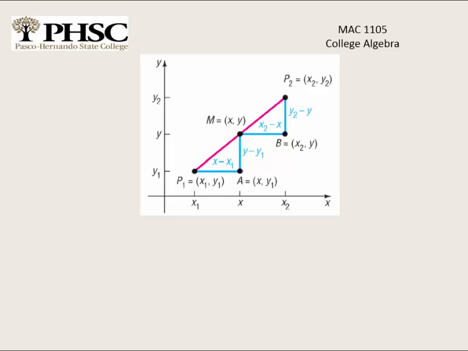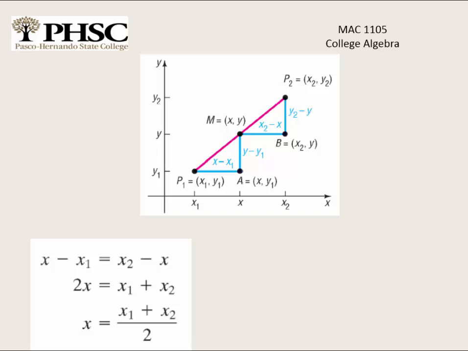So the first thing here is that we have x minus x1 is equal to x2 minus x. So in other words, the distance between P1 and M is equal to the distance between M and P2. So then we can go ahead and use some algebraic manipulation to find out that x is in fact equal to (x1 + x2) divided by 2.